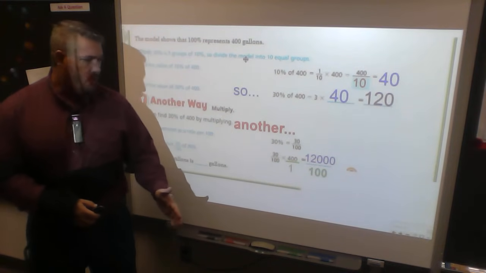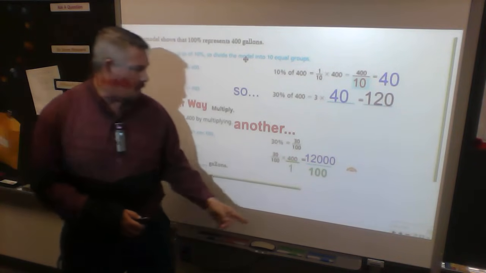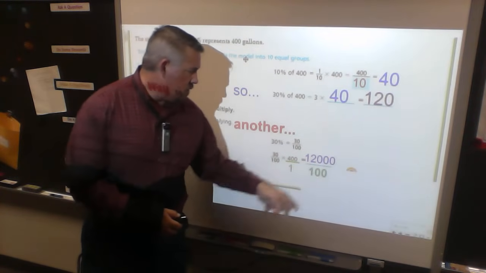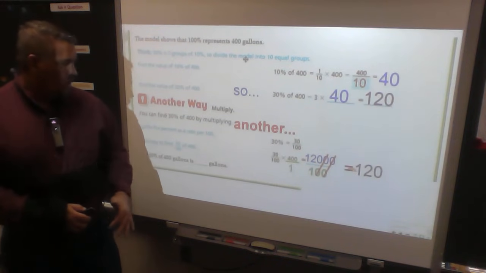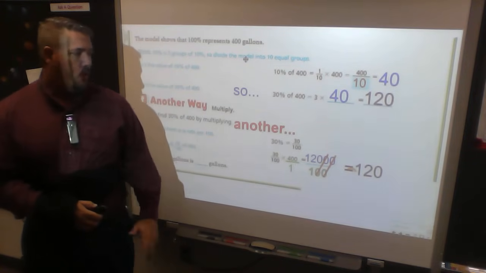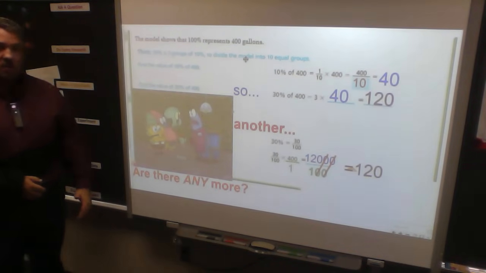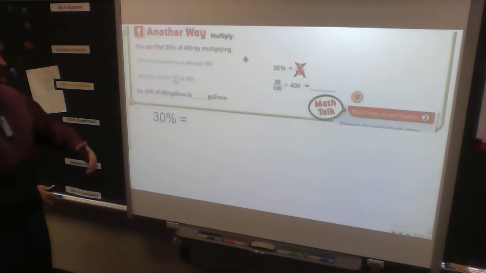over 100. Well, 12,000 over 100, there's zeros there that cancel out, right? 2 zeros and 2 zeros. So I cross those off, and now I have 120 over 1. Still 120. Holy cow, how many ways do they want us to see it? Well, there's still more ways that we can look at it. We can still look at it in this way also.